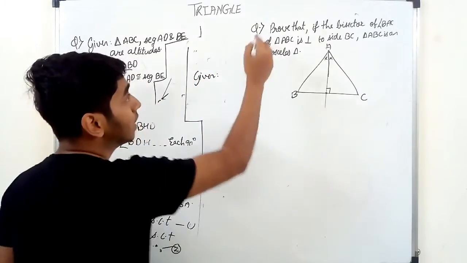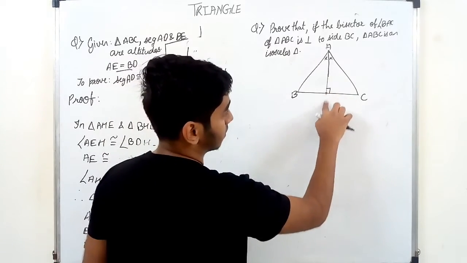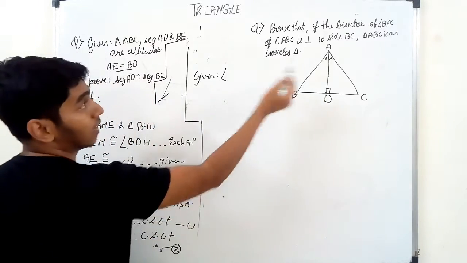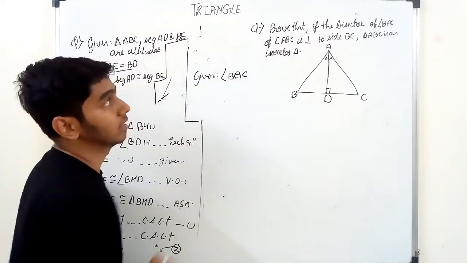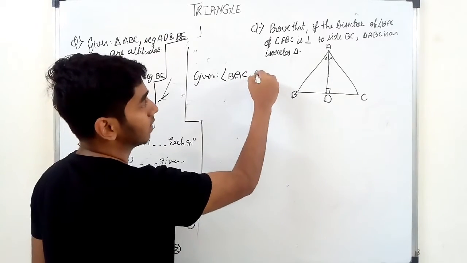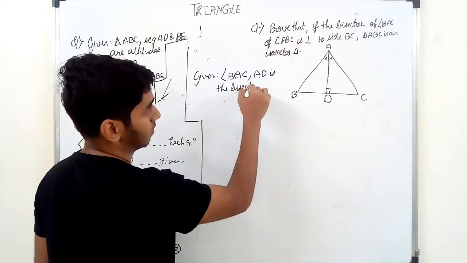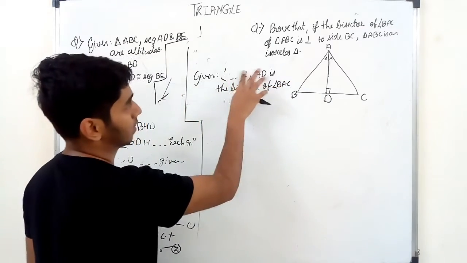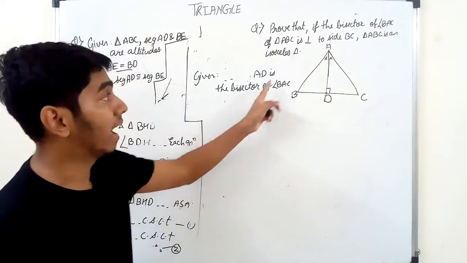So what is given here? Triangle ABC and angle BAC. Let's name this point D. Angle BAC. Sorry, AD is the bisector of angle BAC. So we are saying AD is the bisector of angle BAC.